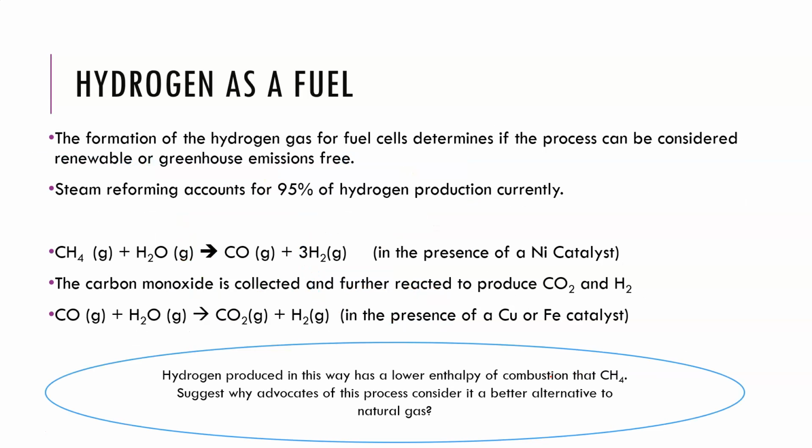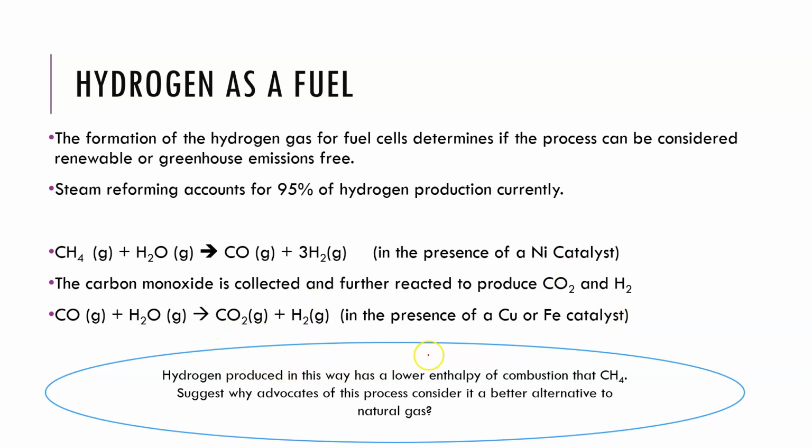So the formation of hydrogen gas for fuel cells determines if the process can be considered renewable or greenhouse emissions free. Steam reforming accounts for 95% of hydrogen production, i.e., we use things such as methanol and water to produce carbon monoxide and hydrogen gas. The carbon monoxide is then collected and further reacted to produce CO2 and hydrogen gas. These require catalysts in order to occur.